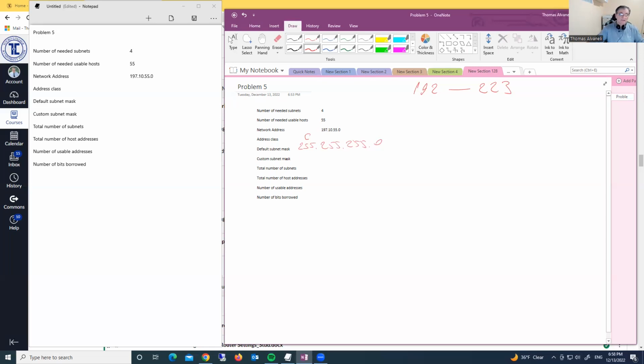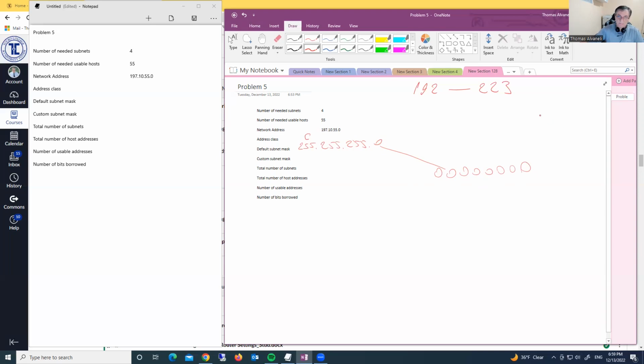Now custom subnet mask. How to find out the custom subnet mask? Here's the host portion. The fourth octet is the host portion. To create subnets, we have to borrow some host bits. So the fourth octet is the host portion, as I said before, and that is the interesting octet for us. Because we are working on it, we have to borrow some bits from this portion.